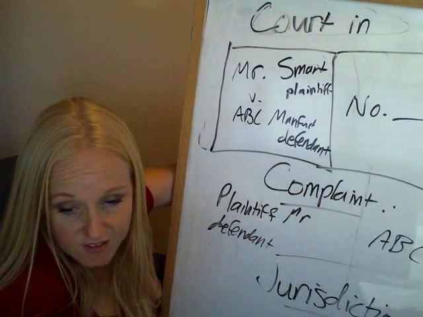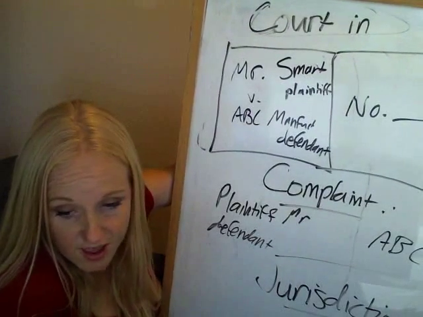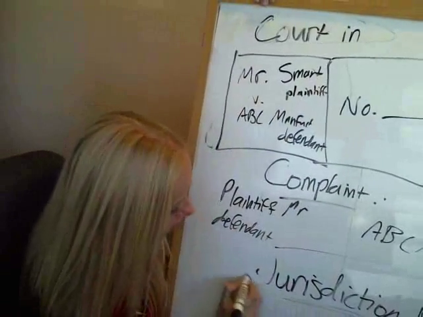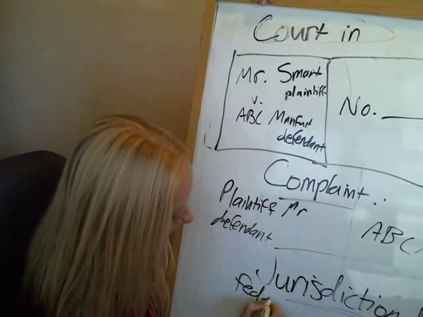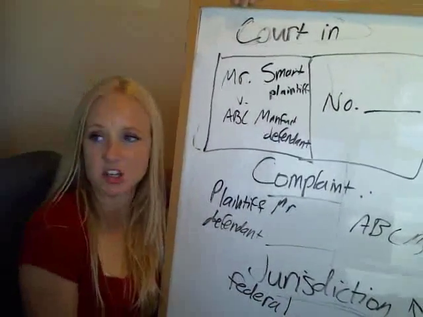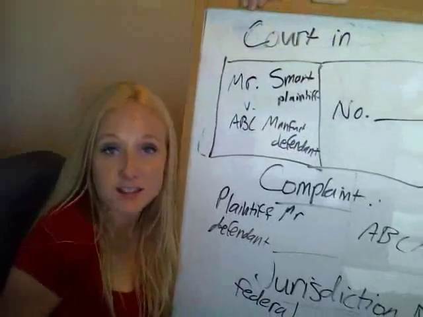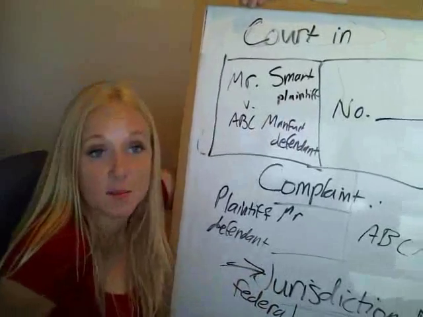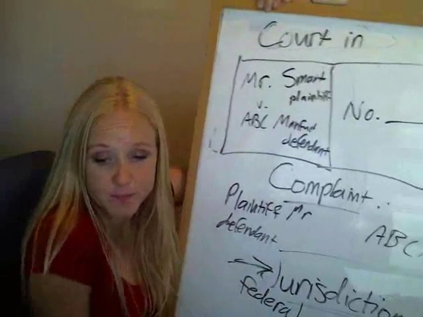If it exceeds $75,000 and you have diversity of citizenship, that will give you federal jurisdiction, the district court for the federal district of whatever state you're going for. Or else you can file it in state court. So you just need to have some sort of jurisdictional statement about where it's being filed.